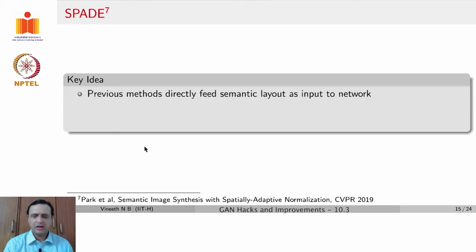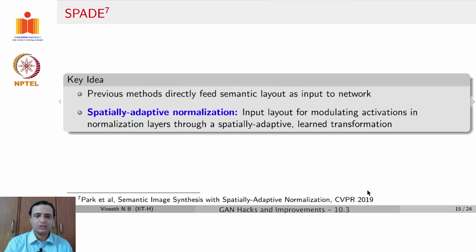Another method, a recent one, which was published in CVPR of 2019 again, is known as SPADE. We'll see its expansion soon. The key idea of SPADE is that previous methods directly feed the semantic layout as input to the network. You have a certain image and the entire semantic layout is known, with the pixel configuration of the image.